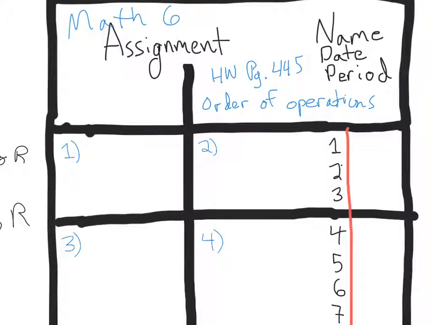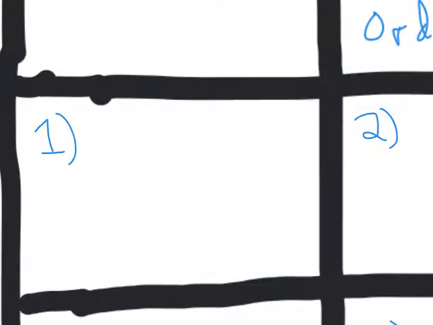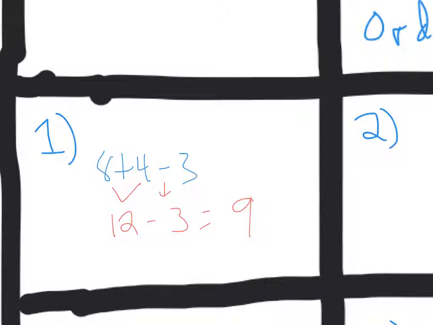Problem number 1 from the homework assignment was 8 plus 4 minus 3. Okay, so this one only has an addition operation and a subtraction operation, so you can actually just go from left to right to figure this out. So I usually break it down. 8 plus 4 is 12, and then you're going to bring that down, minus 3, and that will get you 9. And that is your answer for that one.